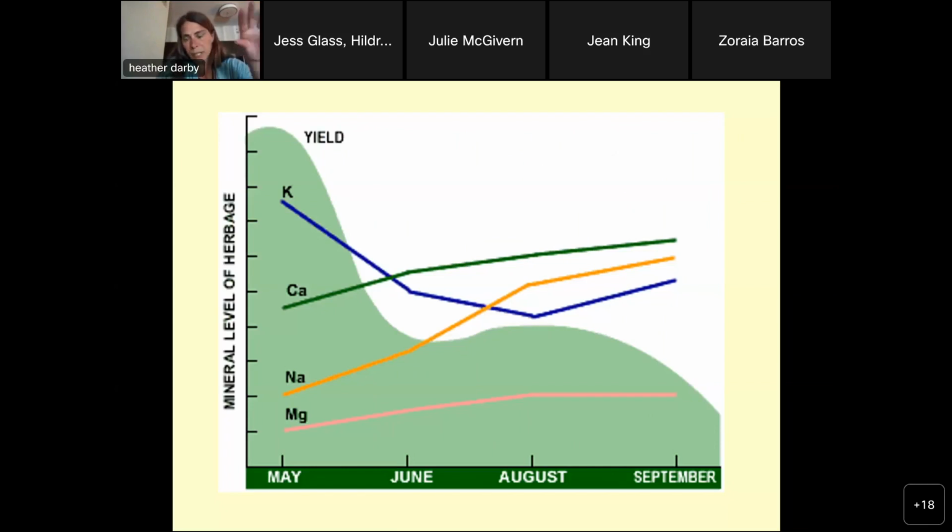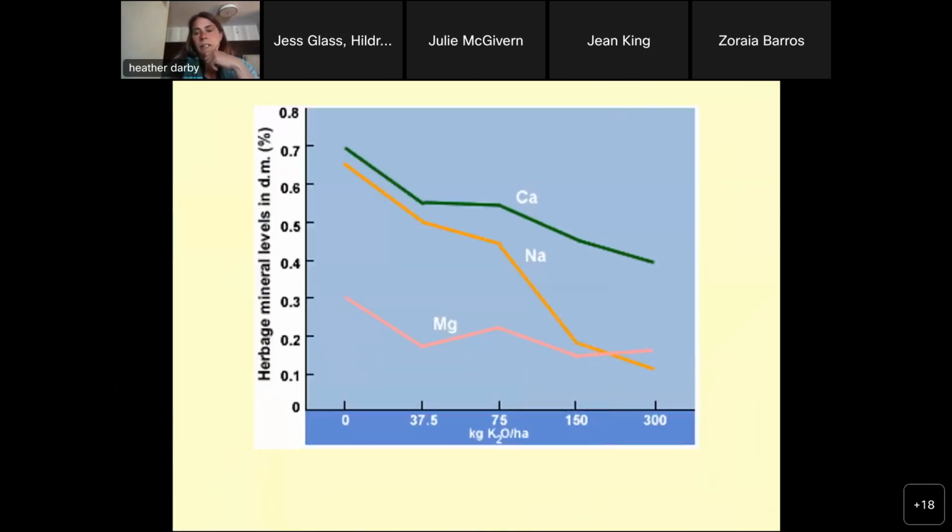Too much potassium will outcompete calcium and magnesium going into your plants, okay? So again, these are things we run into with metabolic issues where you have too high potassium feed, and so there's not enough magnesium or not enough calcium, and you run into things like grass tetany or milk fever, okay? So we have to manage that as well.